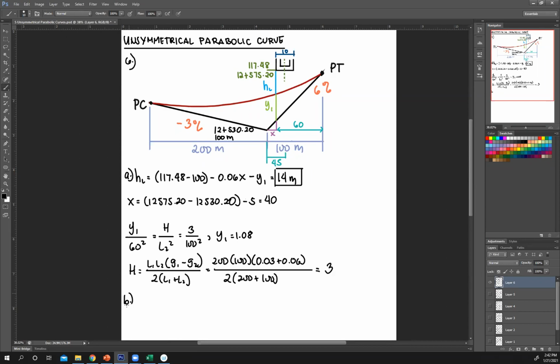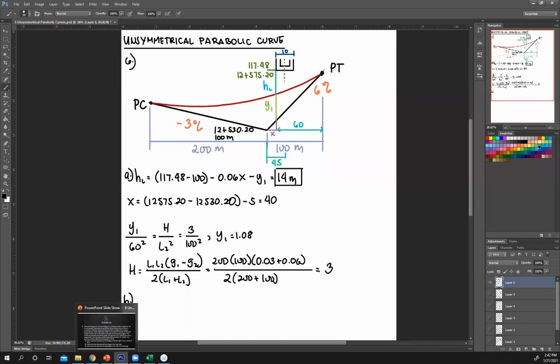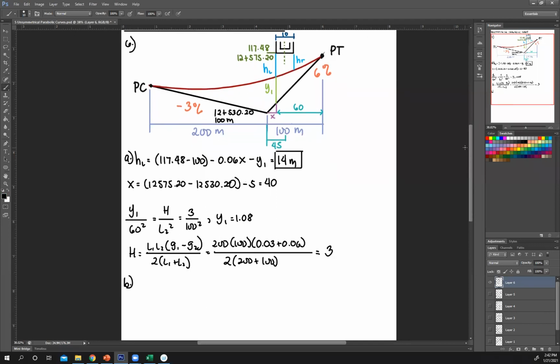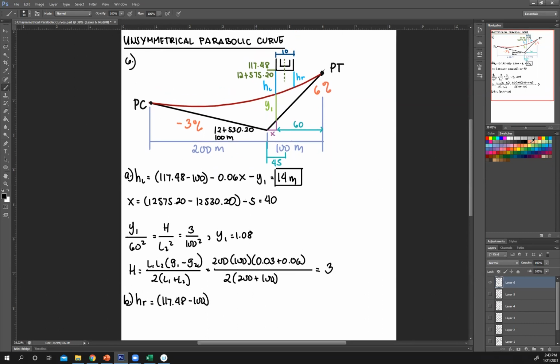Next, letter B. Clearance of the bridge at the right side. So now I want to know this. Let's call it HR, or right. So same process. HR is just the difference in the elevations again. 117.48 minus 100. Okay. So if I do that, I get this. Then subtracted by this height and this y, I can get HR.